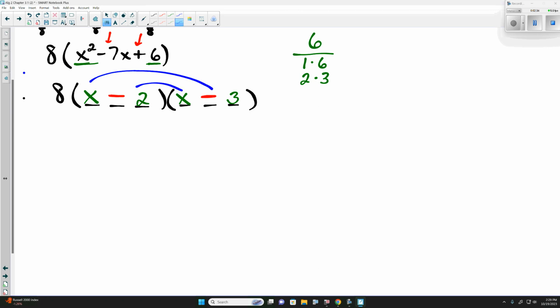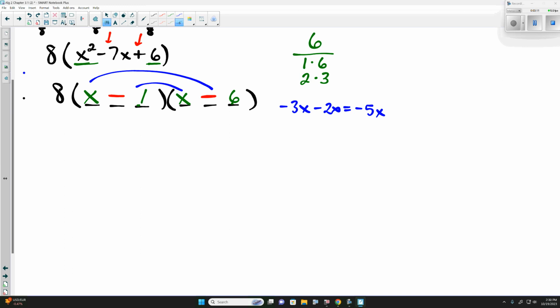x times negative 3 is negative 3x. Negative 2 times x is negative 2x. Negative 3x minus 2x is negative 5x. Is that the middle term we wanted? No. So 1 and 6. We could switch it, but because x and x are just both 1, it's actually not going to change it if we flip it. So we'll have to try 1 and 6.